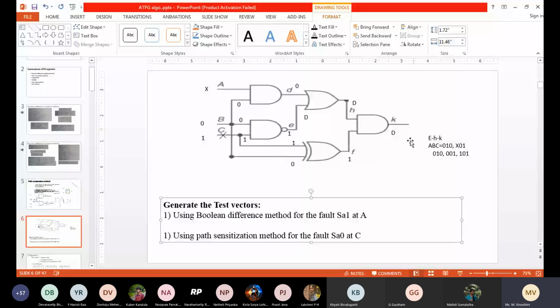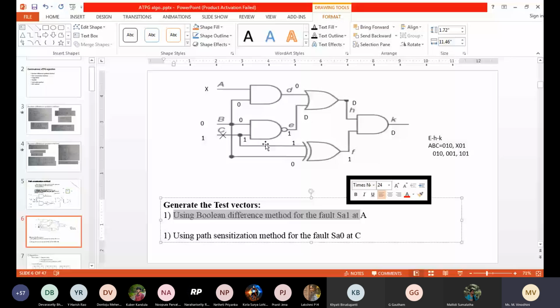If time permits, you can take the same circuit and one more question you can see in the slide: using the Boolean difference method for the fault stuck at 1 at A, you can also practice if you have time. So now this is about the path sensitization. Any doubt?